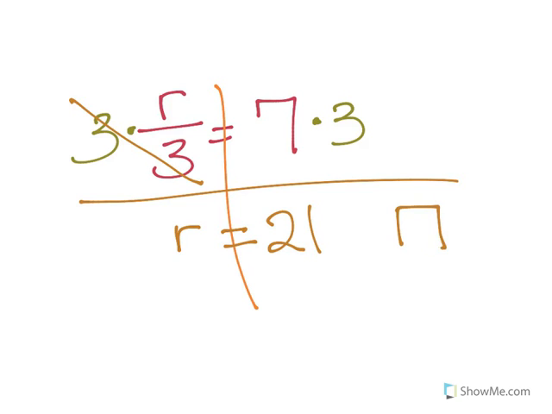Now to check that, I would plug that back into the equation. It originally said r over 3 equals 7. So what did we say r was? We said r was 21. Well, is 21 divided by 3 7? Yes, it is.